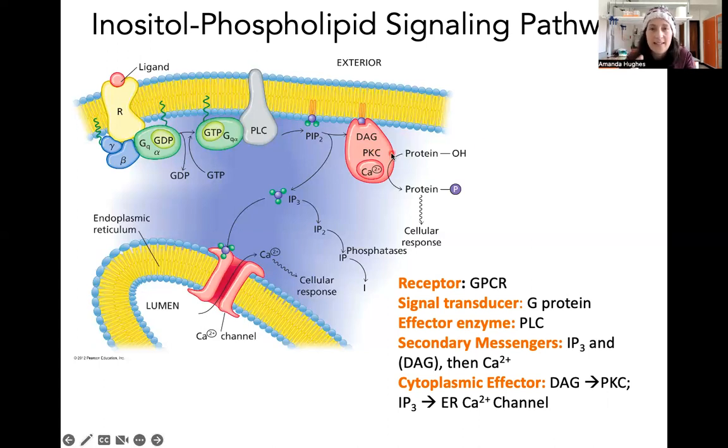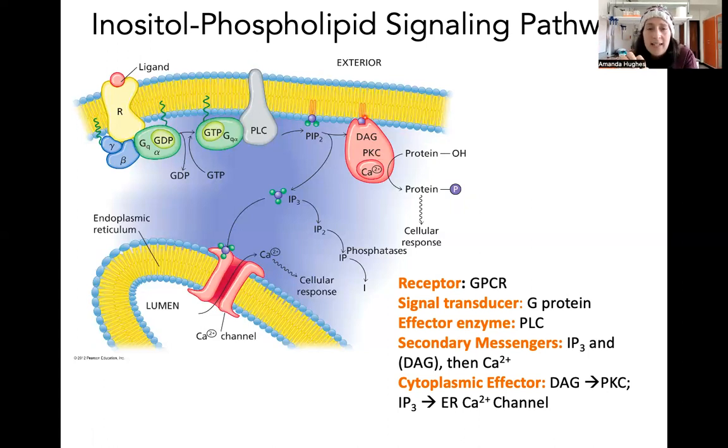And again, it's a kinase, so it's going to phosphorylate proteins, and that's going to switch them from an on state to an off state, or from an off state to an on state. So it's going to change the activity of different proteins. So protein kinase C is different from protein kinase A, which is in the other pathway, right? It's just a different isoform. It's going to have different targets.